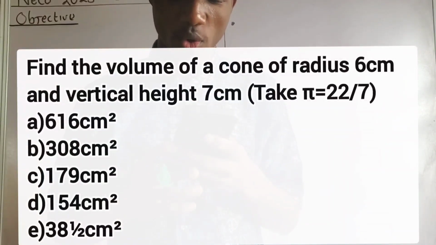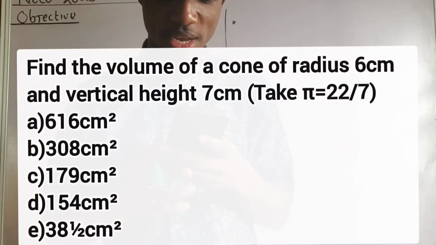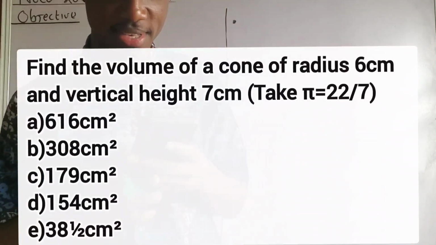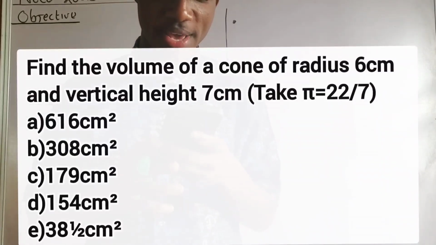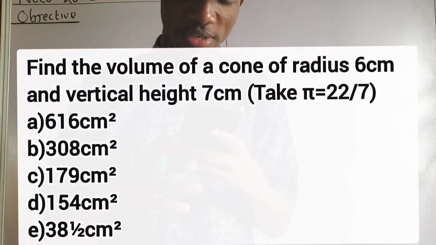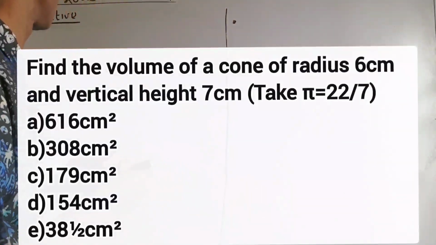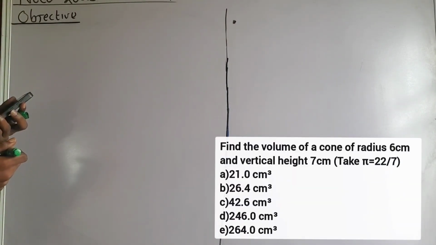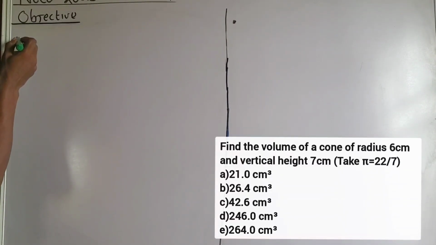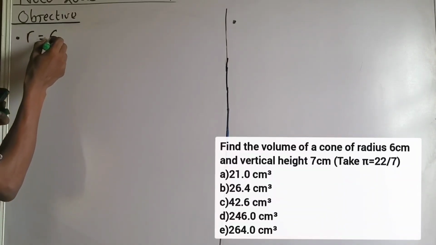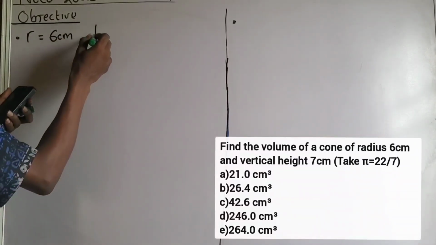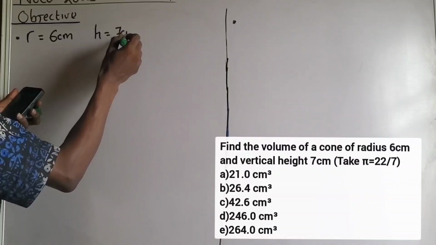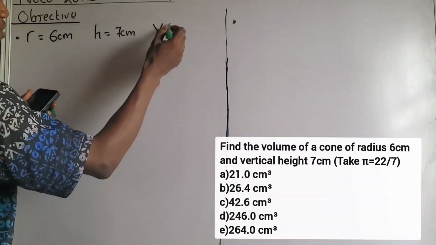Find the volume of a cone of radius 6 centimeter and vertical height 7 centimeter. Take pi equals to 22/7. From the question we are given that the radius of the cone is 6 centimeter and the height is equals to 7 centimeter. We are asked to find the volume.